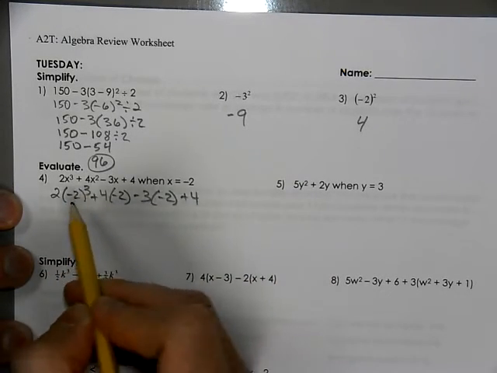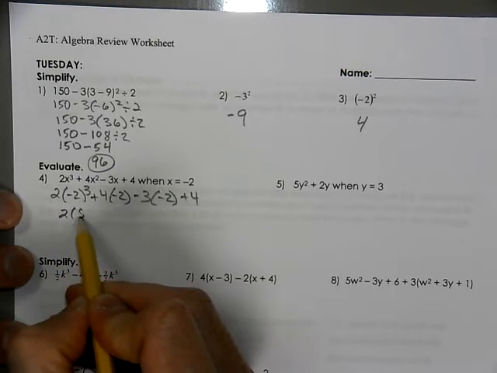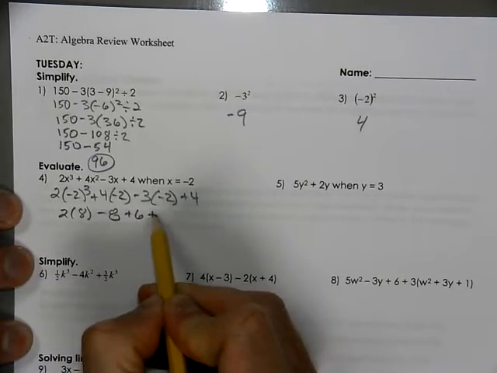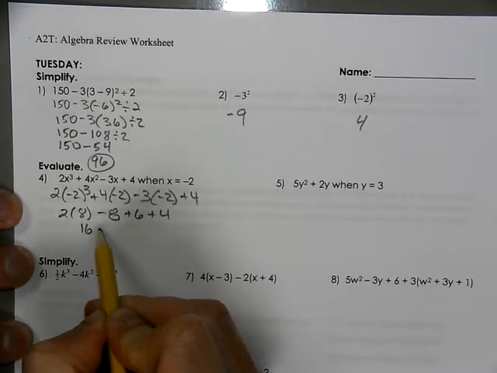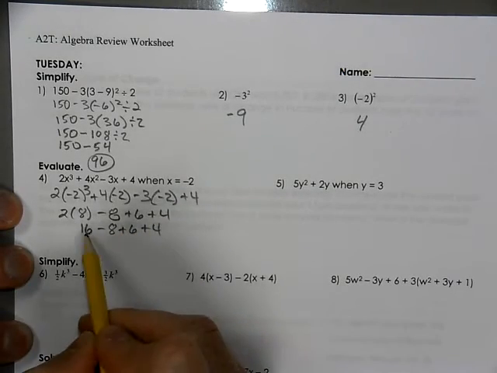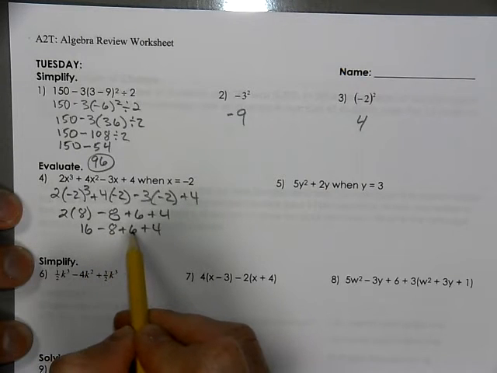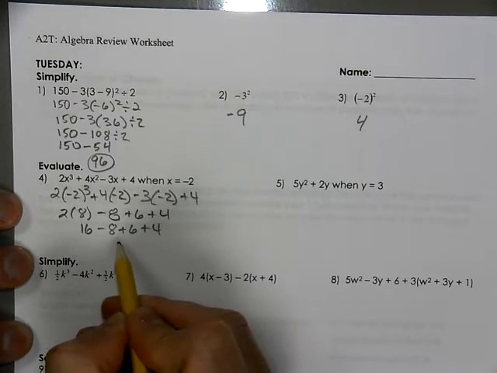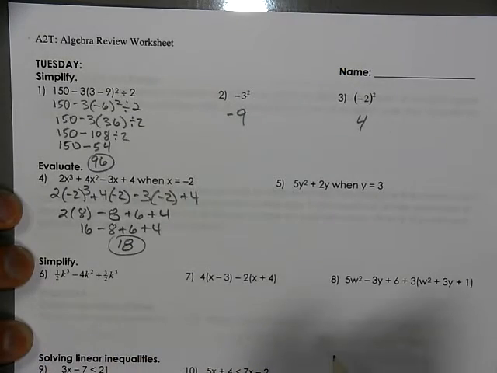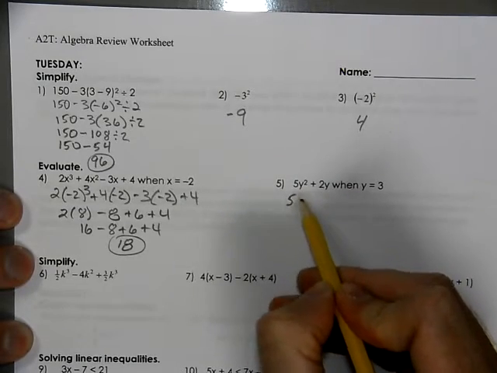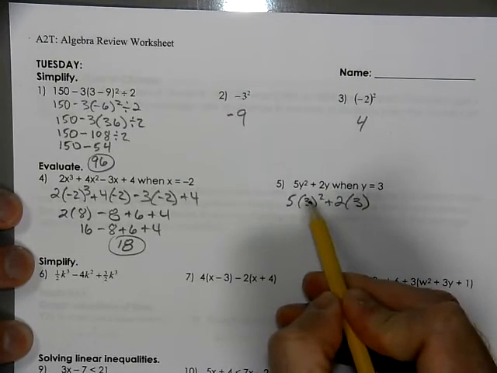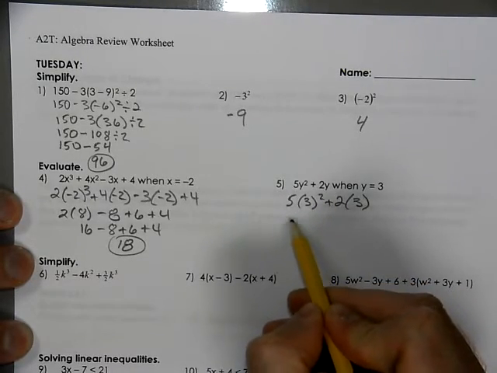Before you multiply, you have to work with exponents. Then working left to right, we'd get 8, 14, 18. Substitute in the 3. You cannot say 15 squared. That's a common mistake.